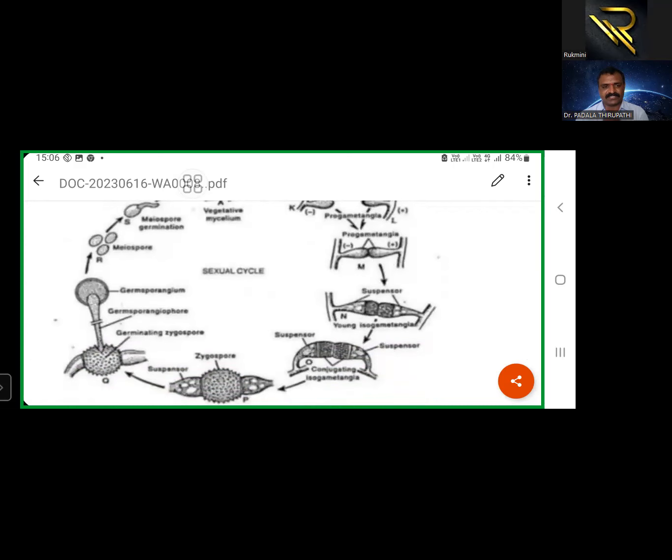With this, I want to conclude this session. In today's class, we have discussed the life cycle of Mucor. We have covered the habitat of Mucor, the vegetative morphology of Mucor, and the three different types of reproduction which occur in Mucor: vegetative, asexual, and sexual reproduction. With this, I want to conclude.